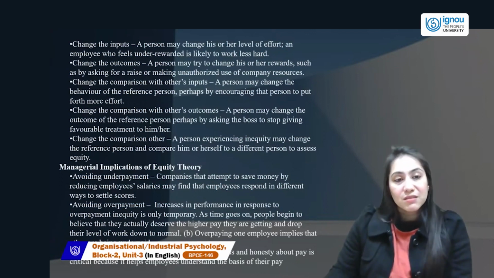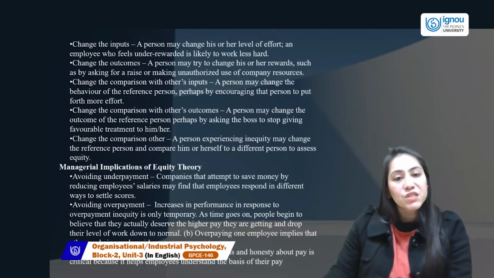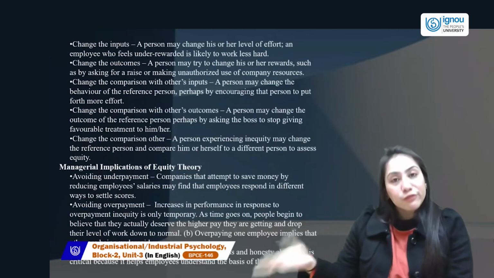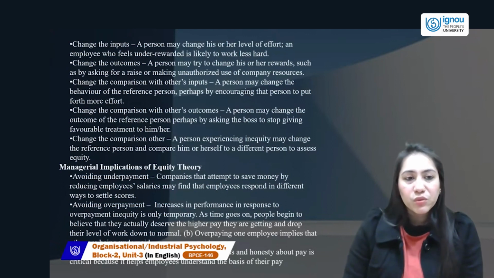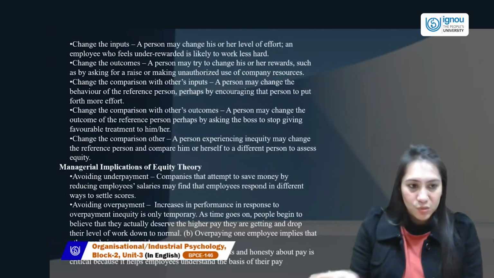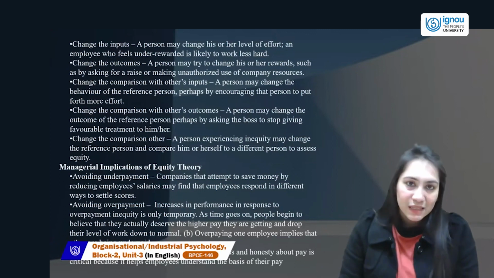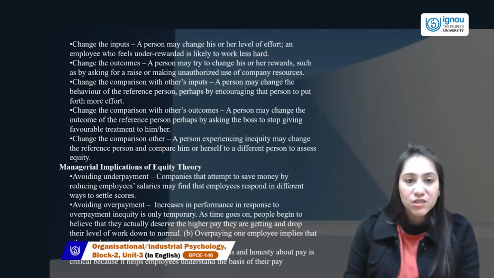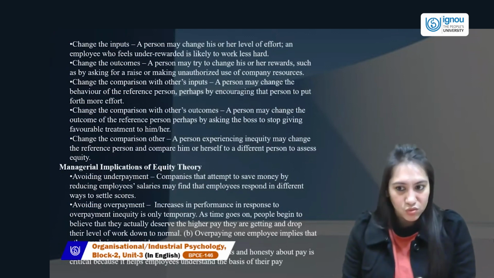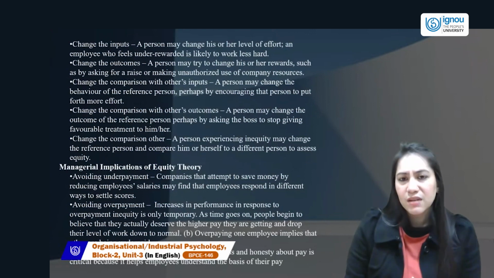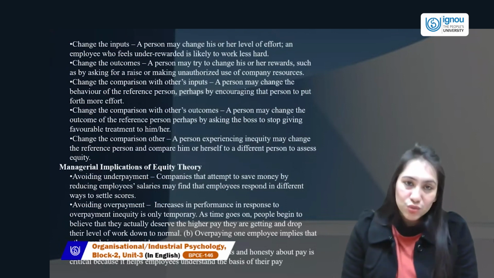Then change the comparison other, which is a person experiencing inequity may change the reference person and compare himself or herself to a different person to assess equity. So how is this happening? With change the comparison other, we change the person. With change the reference output, we start making changes in what we are getting in hand. And changing the comparison of others' input is changing the amount of inputs the two people are giving. So, you probably now put in something different so that you get something different. That's something we can do to reduce inequity.